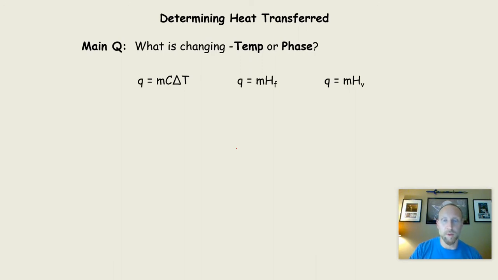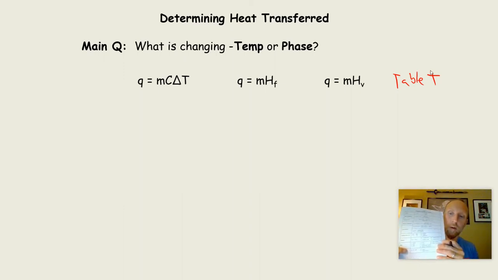Okay. So here's our three options. These are our three formulas that we're going to use. And these formulas are on your reference tables. They're on table T. So if you take a look at your reference tables on the back, right here they are down here. It's a section that says heat. They're right there. So take a look at your reference tables and you can see that. There's more stuff on your reference tables that are going to help you out with this as well.